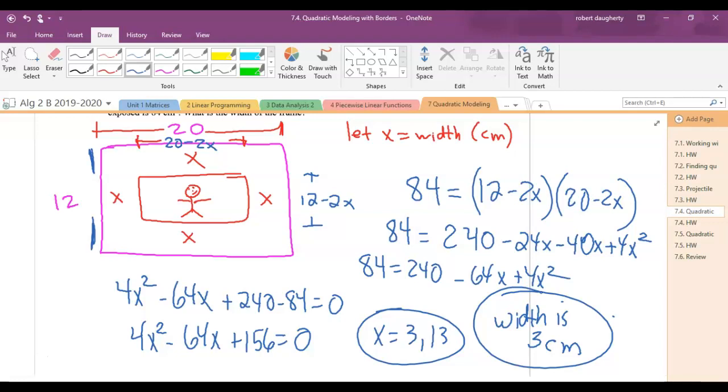So there are two variations of this problem. If I give you the inside dimensions of the photo or the poster, then you're going to have something plus 2x, plus 2x. If I start with the outside dimensions, you're going to have something algebraically that's a minus 2x, minus 2x. But either way, you're going to get a quadratic that needs to be solved.